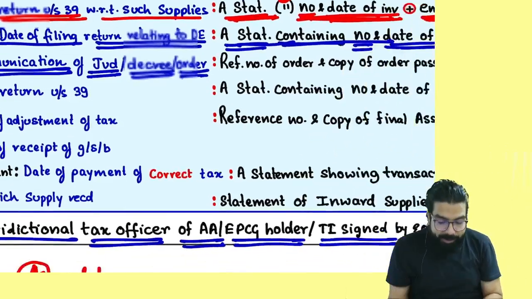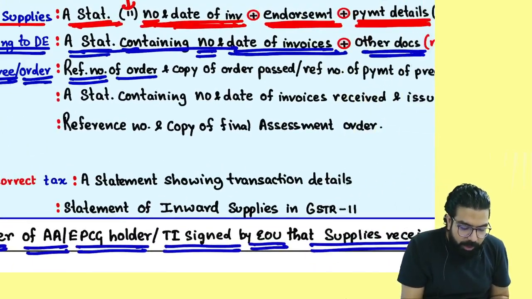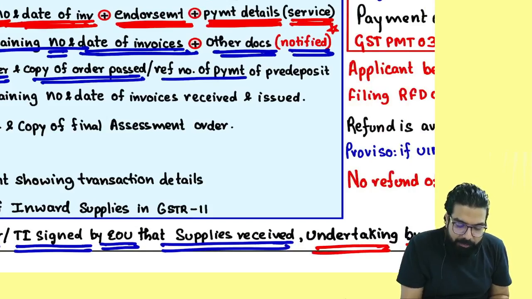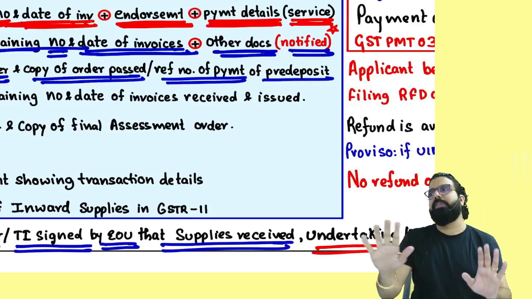What is the document I should give? The reference number of the order, a copy of the order which is passed, and the reference number of the payment.